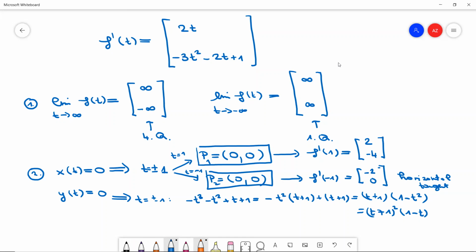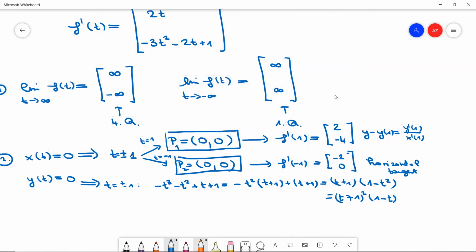While for parameter t is 1, it's not a horizontal tangent, so it has this form: y minus y1 is equal to k, which is y prime of 1 over x prime of 1, times x minus x1. But y1 and x1 are 0 because we are in the origin. And what we get is minus 2, because y prime over x prime is minus 4 over 2. This follows from here. So we get minus 2x. So y is minus 2x. This is the tangent in the point 0, 0 at parameter t is 1.